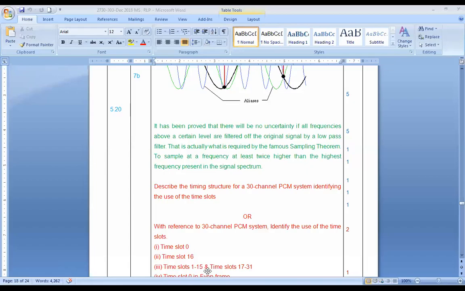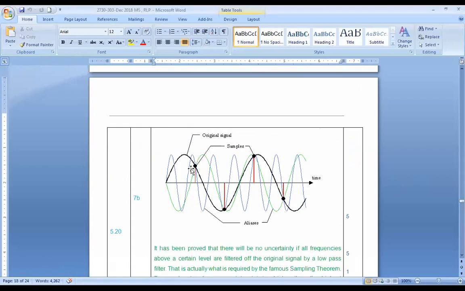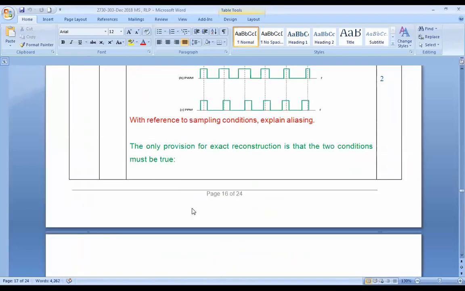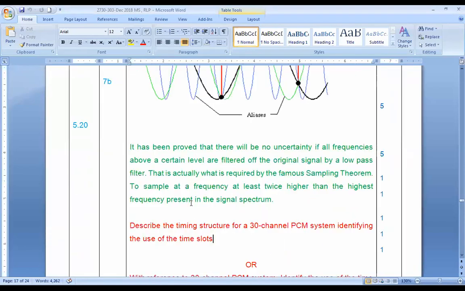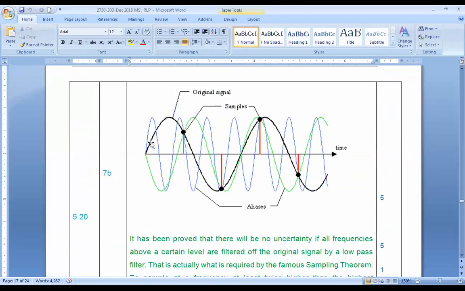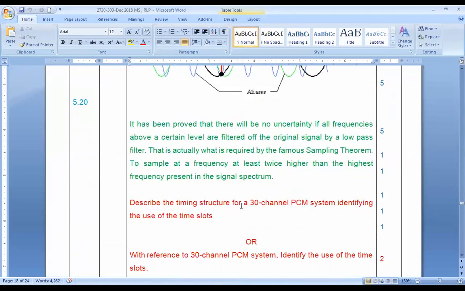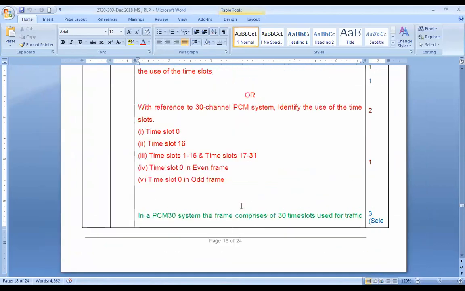So we were looking at the aliasing effects. If you can see these waveforms, recall, we had the original signals, and then we had these waveforms in blue and green. The one in black is the original signal, and the ones in blue and green are the samples. So we learned that aliasing is a very important step.